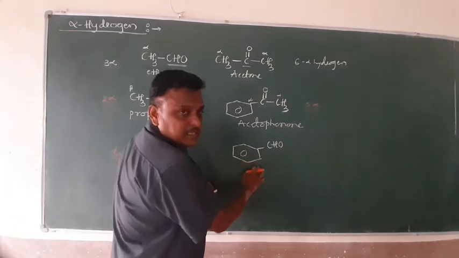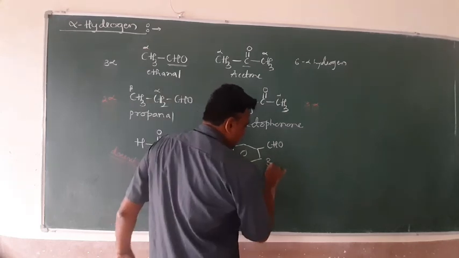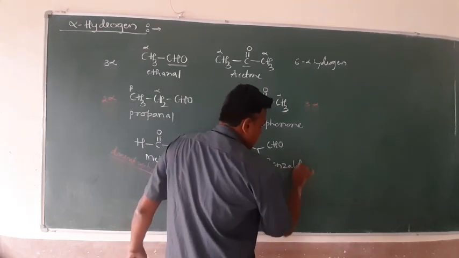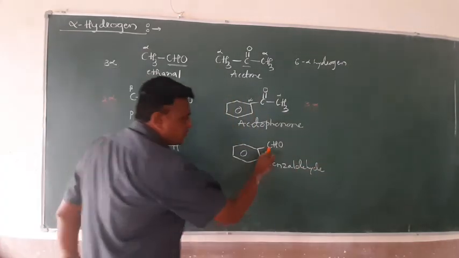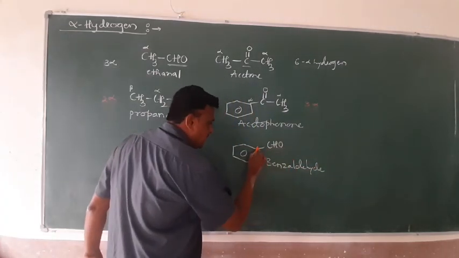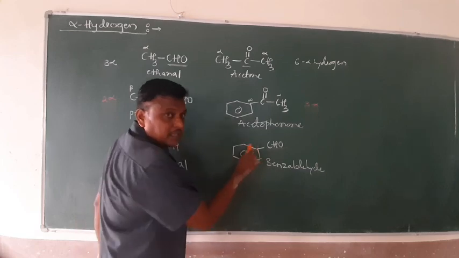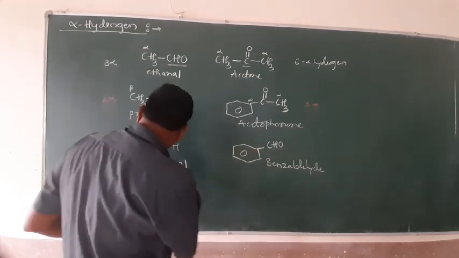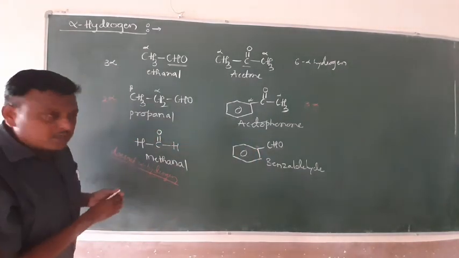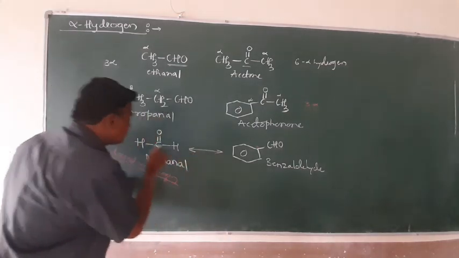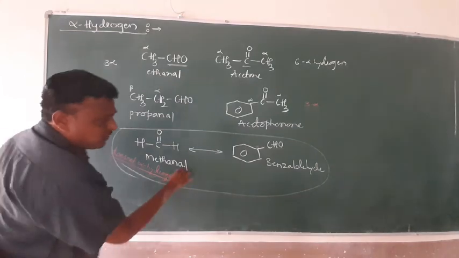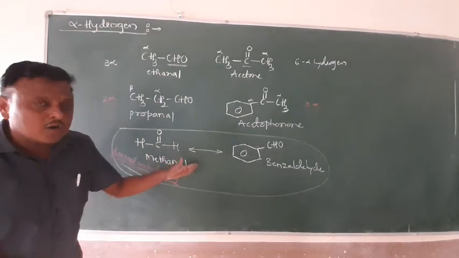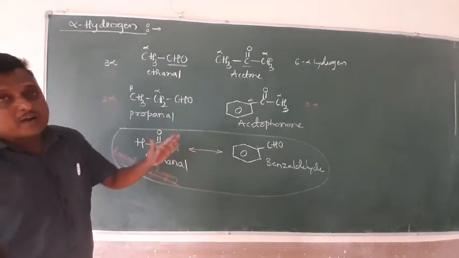Similarly, your benzaldehyde. The name of this compound is benzaldehyde. So in benzaldehyde, the functional group is CHO. There is an attached carbon, but there is no alpha hydrogen. Here also there is no alpha hydrogen. We come to the conclusion, yes, friends, that benzaldehyde and formaldehyde do not have alpha hydrogen.